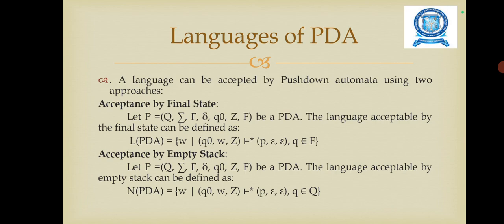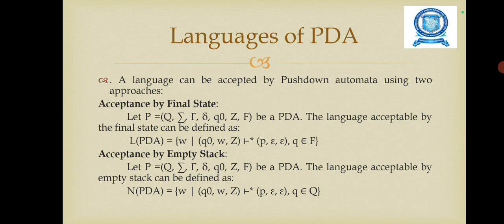It is said to accept its input by the final state if it enters any final state in zero or more moves after reading the entire input. Here also we are going to use the 7-tuple of pushdown automata. Then only you will be able to find out whether the given language is acceptable by the final state.